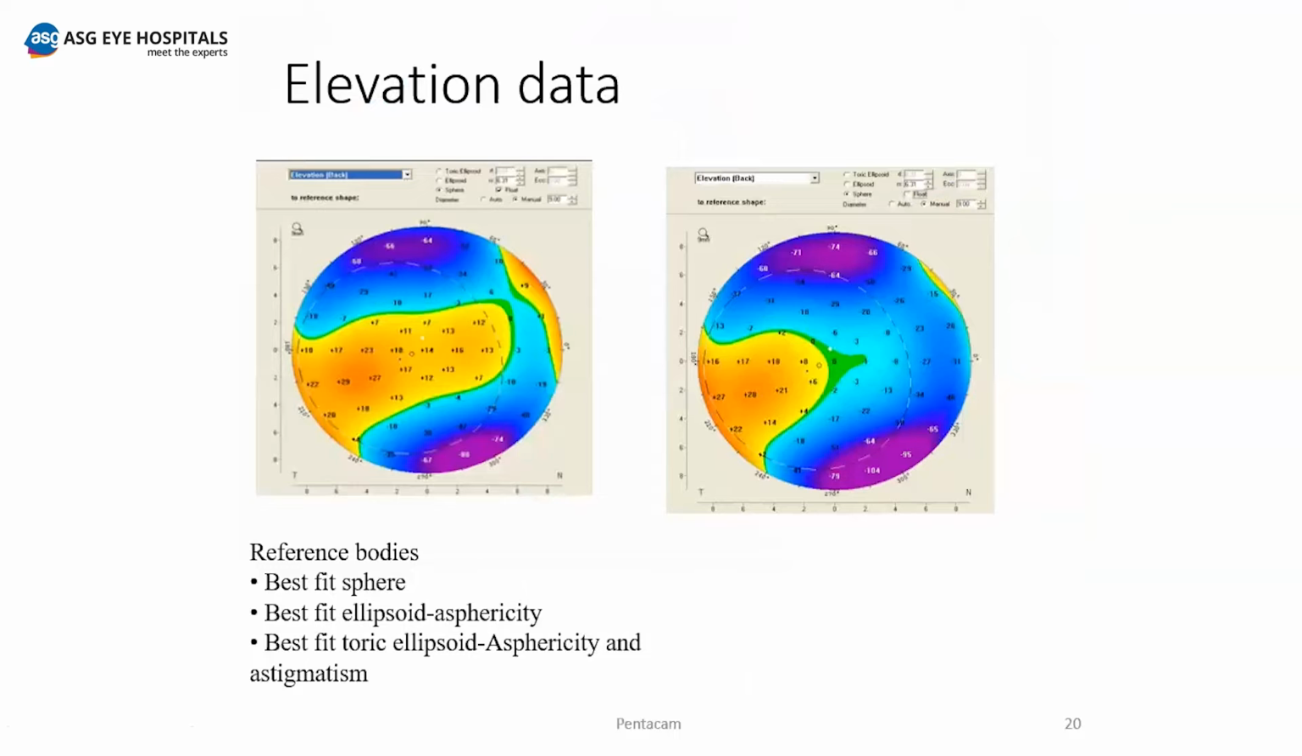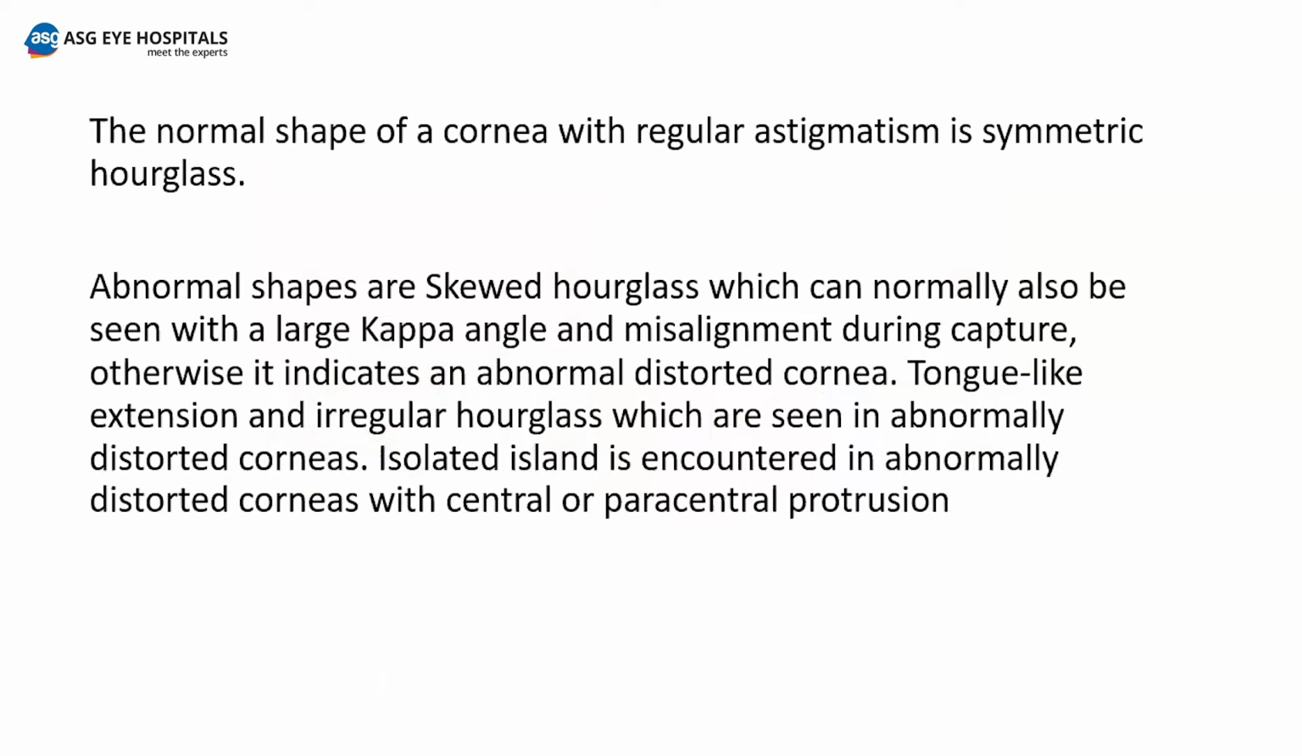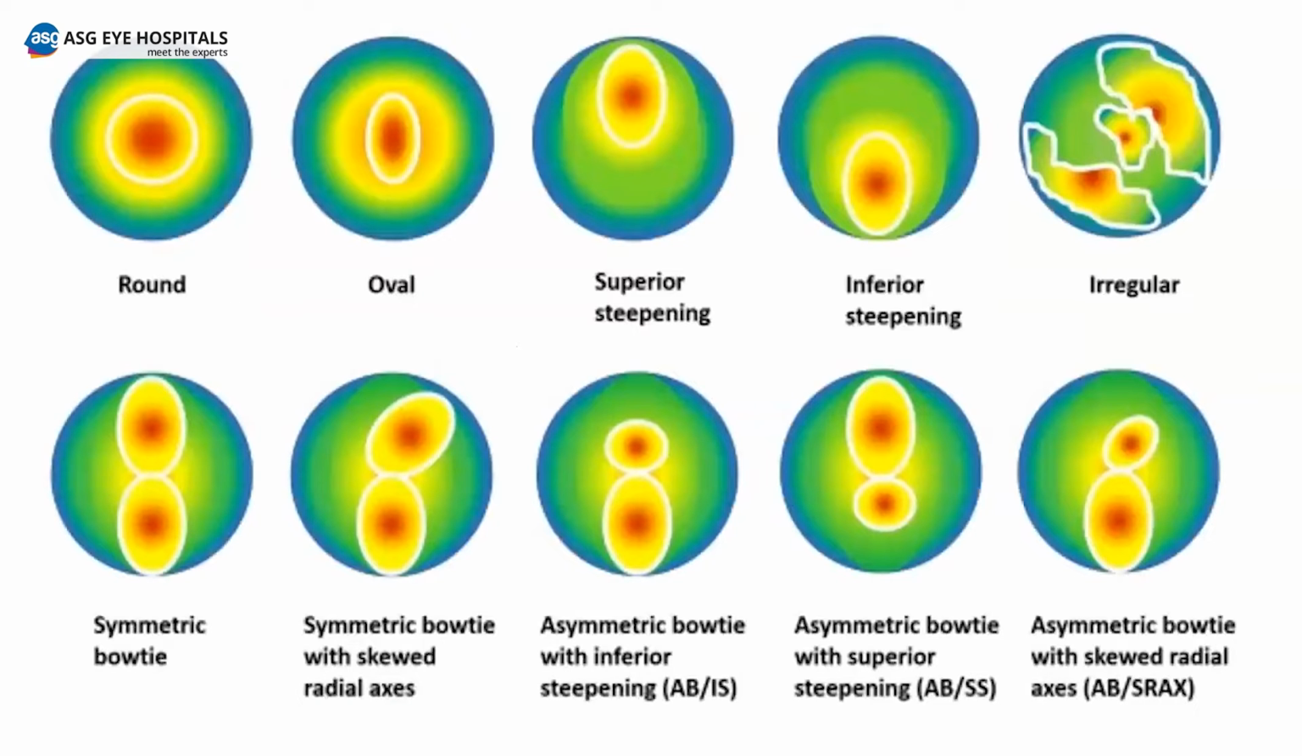Now, best reference bodies could be sphere, toric, or ellipsoid. Toric ellipsoids are better because they enhance the irregular astigmatism, whereas best fit sphere will enhance the regular astigmatism also. If there is regular astigmatism, it is a symmetric hourglass pattern. For example, here we can see the different curvature maps with superior steepening, inferior steepening. This is irregular. This is a symmetric bow tie. This is a symmetric bow tie with skewed radial axis. Asymmetric bow tie with inferior steepening. Asymmetric with superior.